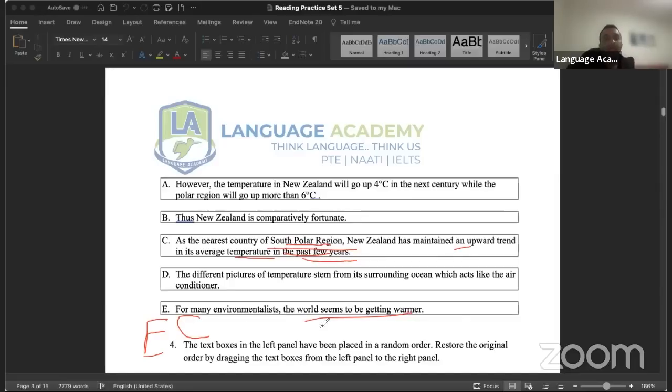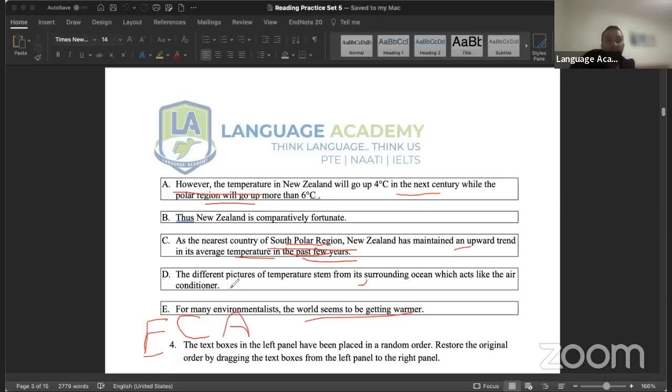Okay. Look at that. Different pictures stem from its surrounding. What do you mean by its surrounding? I don't know that yet. The wrong answer, thus New Zealand is comparatively fortunate. Why is it fortunate if the temperature is going up? That won't be right. Clear? So the right answer here will be, however, the temperature in New Zealand will go up 4 degrees in the next century, while the polar region will go up more than 6 degrees centigrade. So in New Zealand it's only 4 degrees centigrade, but then later on it will be 6 degrees centigrade.